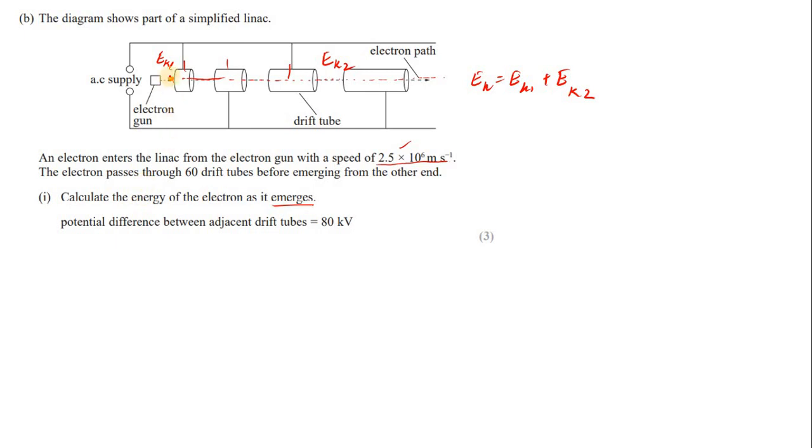So let's find the initial energy. We have the velocity given. So EK1 is half mv square. So half of the mass of the electron given in your data sheet, 9.11 10 to the power minus 31, into v square, 2.5 into 10 to the power 6. So EK1 would be equal to 2.8 10 to the power minus 18.